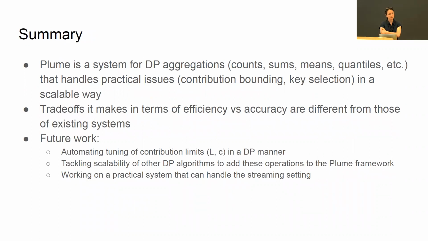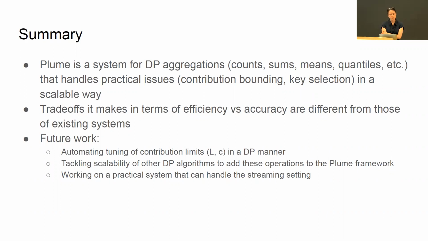So to summarize, Plume is a system we built at Google over the past few years, and it sees wide use from client teams for computing basic DP statistics. It handles some practical issues like contribution bounding and key selection in a scalable way, and it makes an accuracy-efficiency trade-off that's different from that of existing systems.